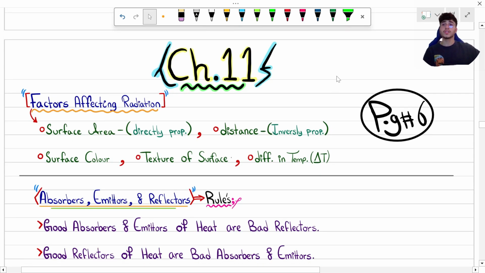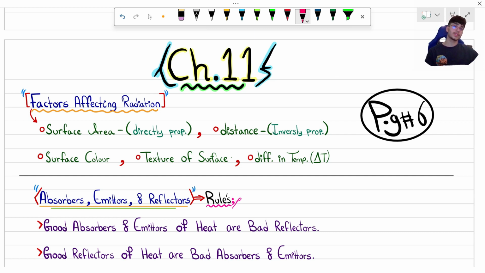Factors affecting radiation: surface area, directly proportional. The more the surface area of an object, the more the rate of radiation. Distance is inversely proportional. For example, the sun and the earth. The sun gives radiation to the earth. If there was less distance between the sun and the earth, we would be receiving more radiation because it would take less time for the radiation waves to reach the earth from the sun. Surface color, very important. Texture of the surface and difference in temperature. By texture, we mean smooth or shiny.